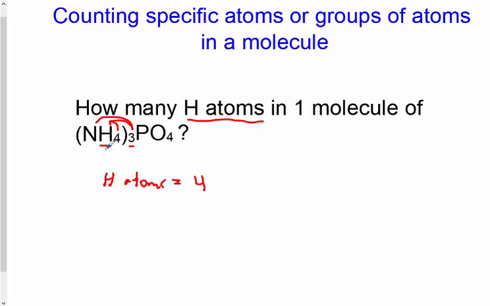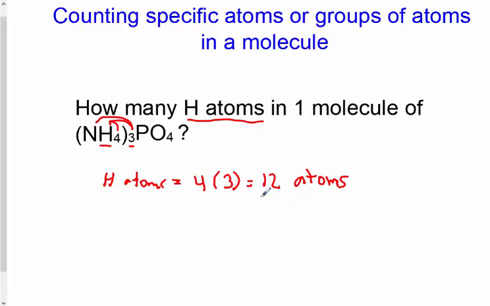Again, if I was interested in nitrogen, I would be able to report that there would be 3 times 1 nitrogen atoms, but I'm not interested in nitrogen, I'm only interested in hydrogen. So I'm going to say 3 times 4 hydrogen atoms. So that's a total of 12 hydrogen atoms in this compound.